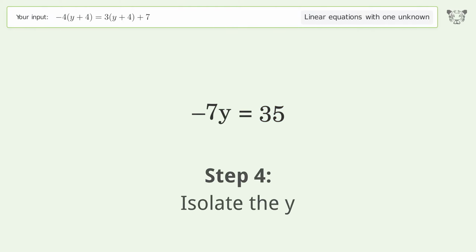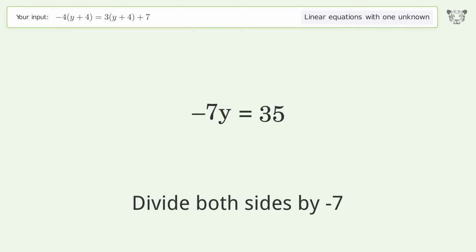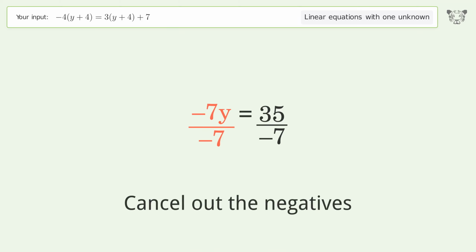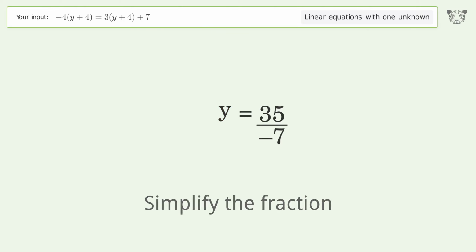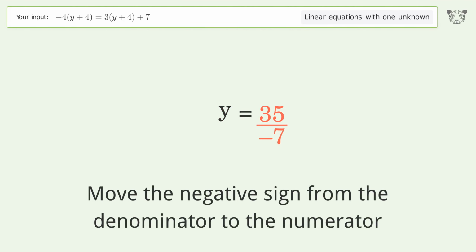Isolate the y. Divide both sides by -7. Cancel out the negatives. Simplify the fraction. Move the negative sign from the denominator to the numerator.